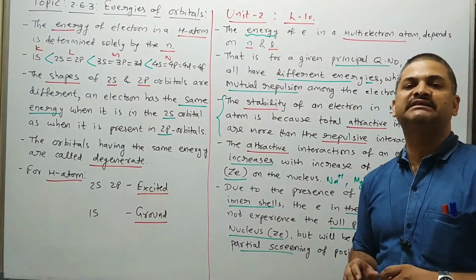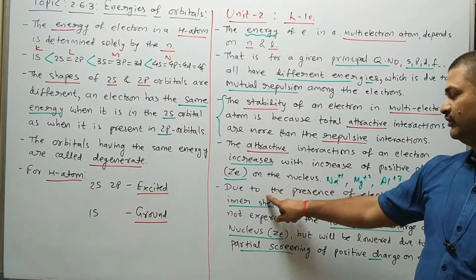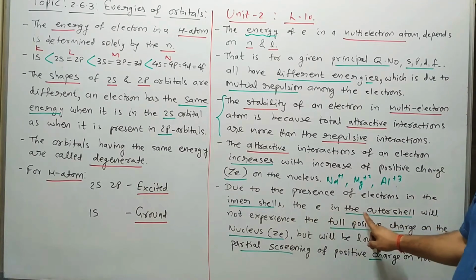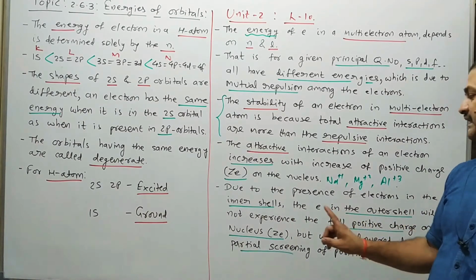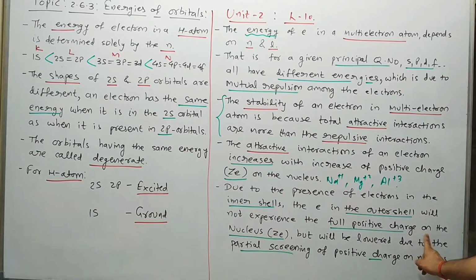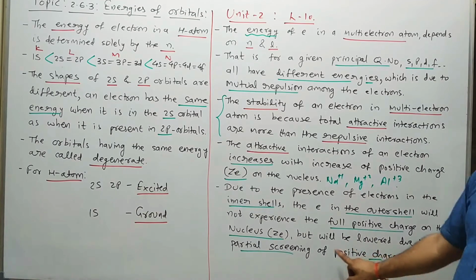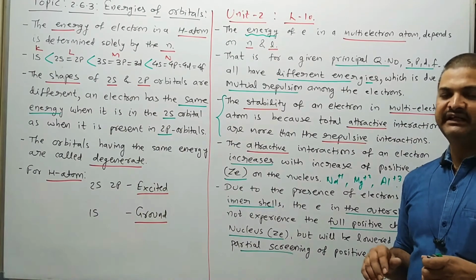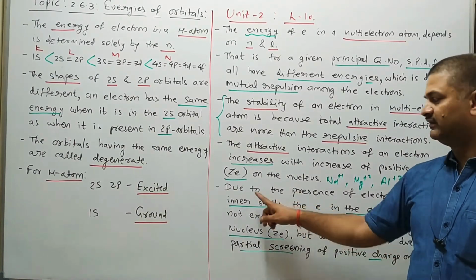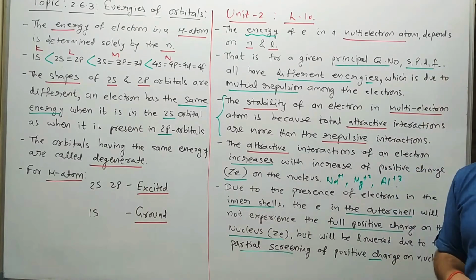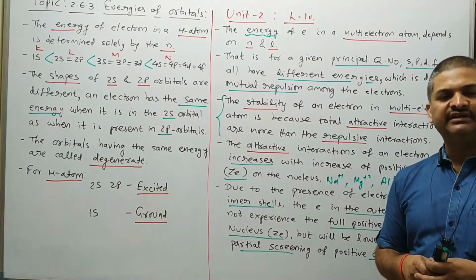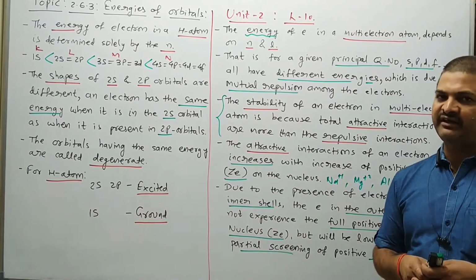Partial means it is not fixed, it is variable. Again, due to the presence of electrons in the inner shell, the electron in the outer shell will not experience the full positive charge on the nucleus, but will be lower due to the partial screening of positive charge on the nucleus. In another way, we can say that this last point is known as shielding effect. So what is shielding? Shielding means layer formation.